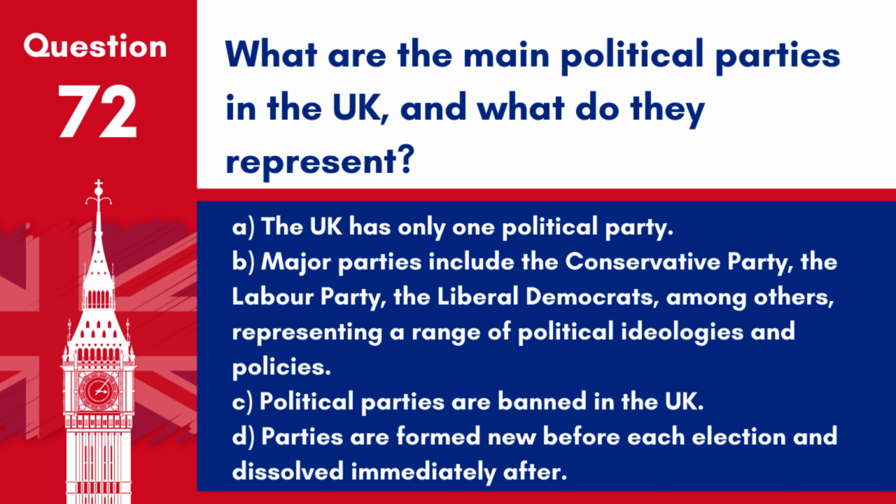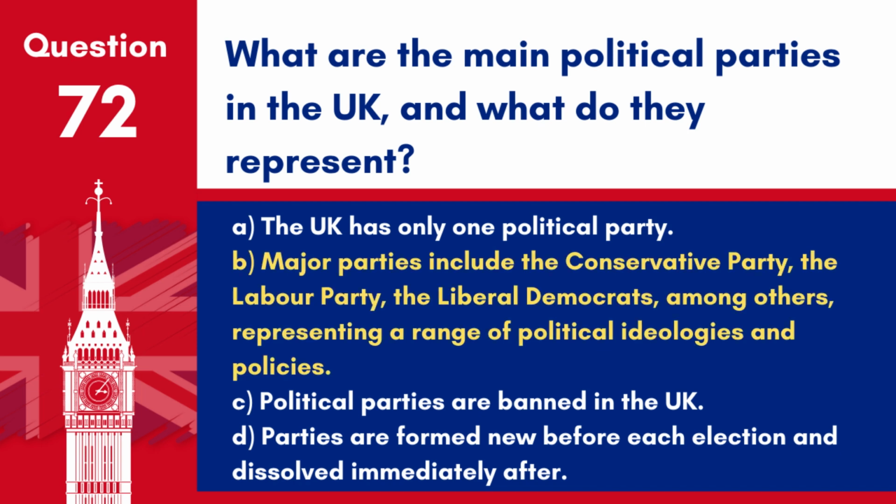A. The UK has only one political party. B. Major parties include the Conservative Party, the Labour Party, the Liberal Democrats, among others, representing a range of political ideologies and policies. C. Political parties are banned in the UK. D. Parties are formed new before each election and dissolved immediately after.